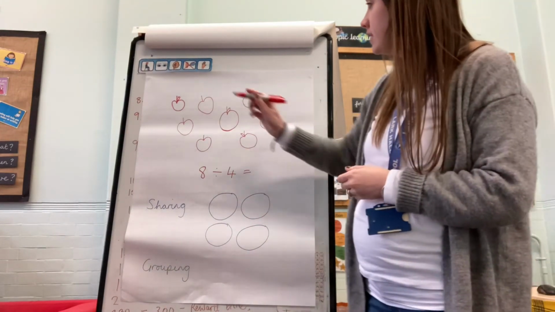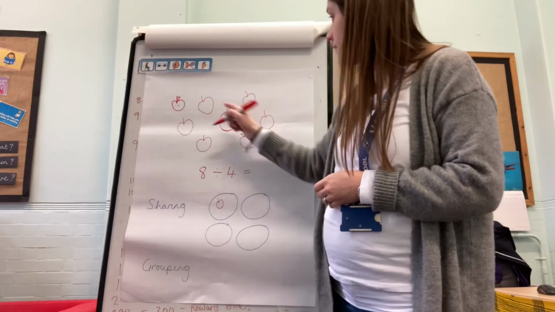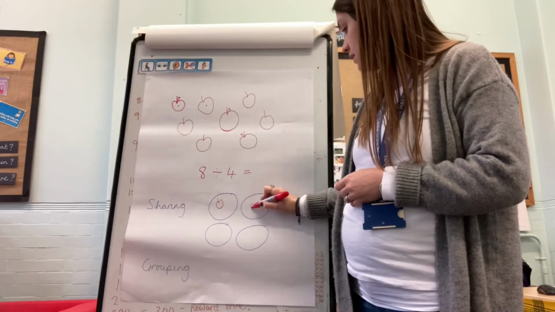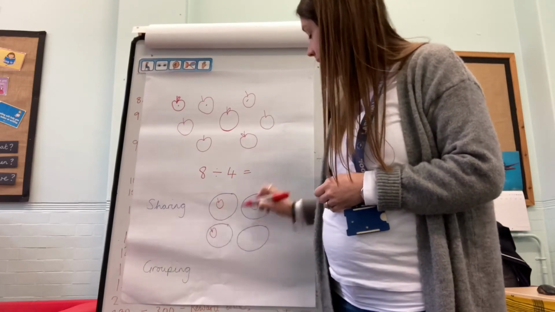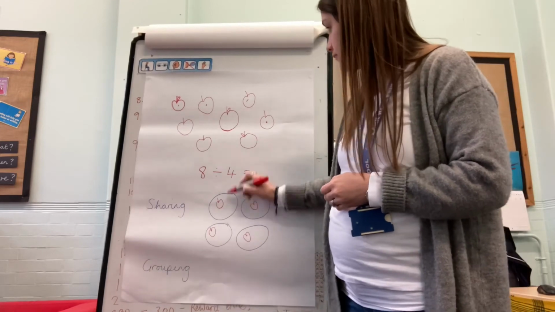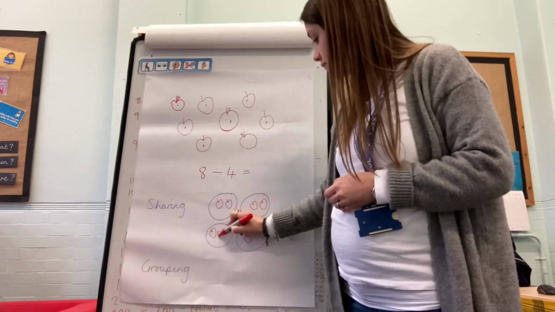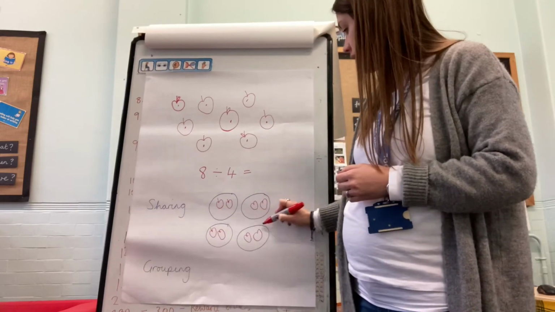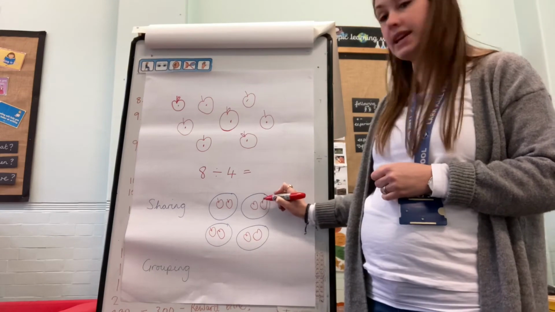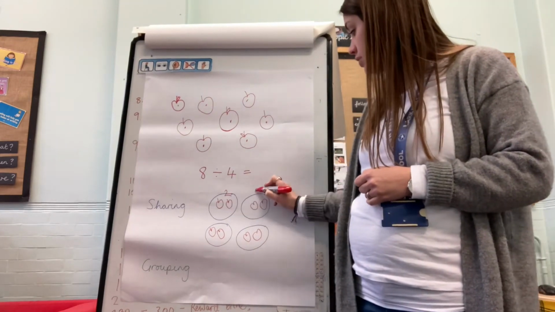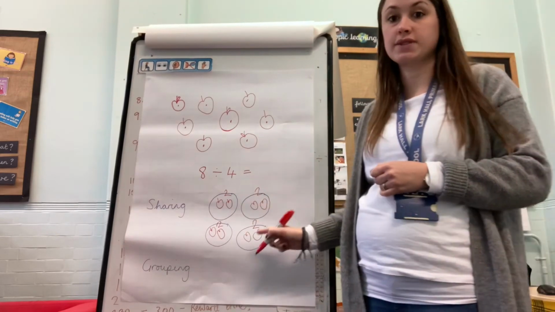So take this apple, put it in here, this apple here. Now I can see that I have 2 in each group. 2, 2, 2, 2. 4 groups of 2.